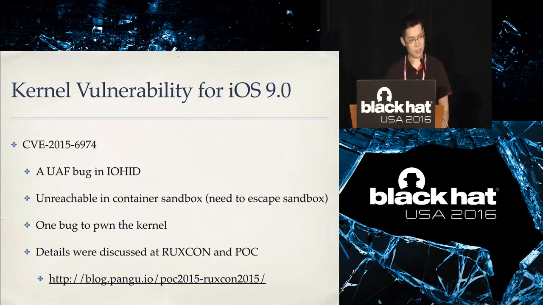And actually, this is a very, very powerful bug. If you exploit it in the correct way, you can defeat all the mitigations with just one bug. So we can pwn the kernel with one bug. Also, we have already discussed the details and the way to exploit this bug at the RuxCon conference, along with the POC. If you missed the talk, you can check the address here. You can download the slides for the details.